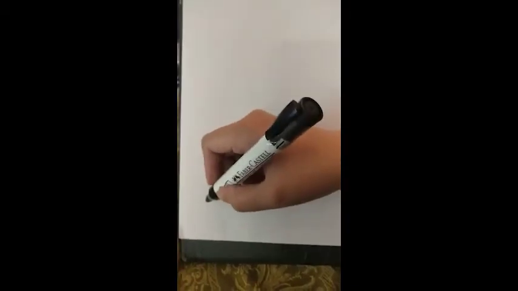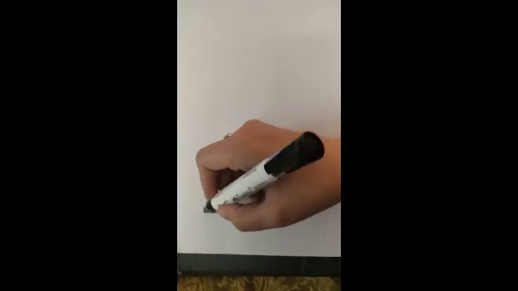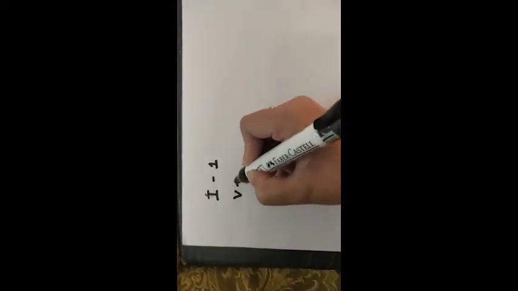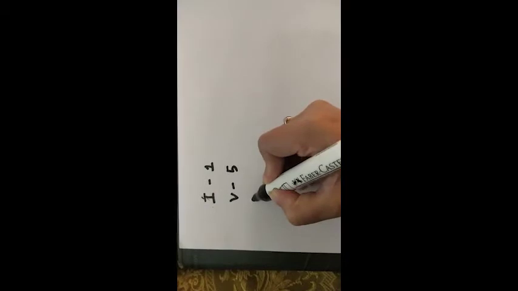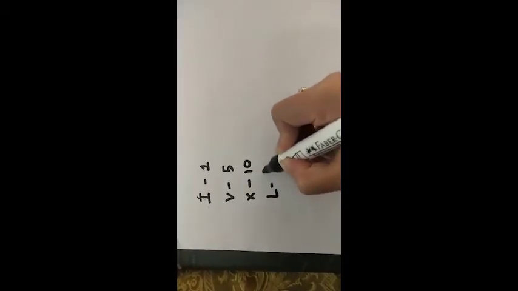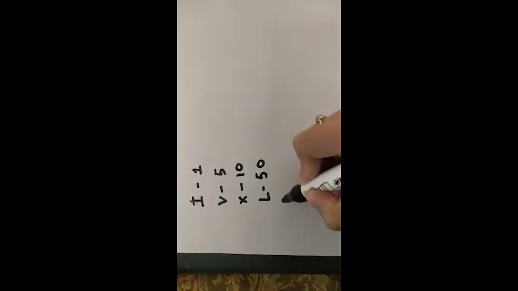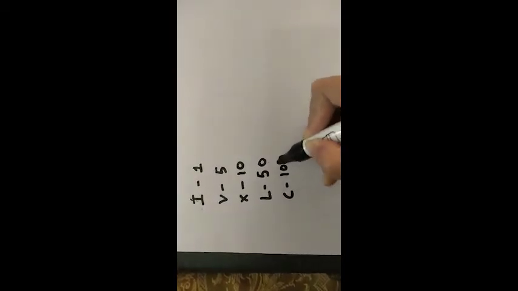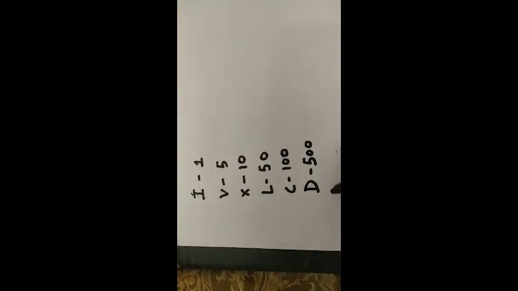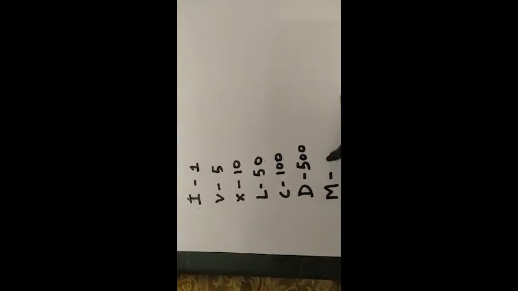Roman numerals are the combination of these 7 letters: I for 1, V for 5, X for 10, L for 50, C for 100, D for 500, and the last one is M, that is for 1000.